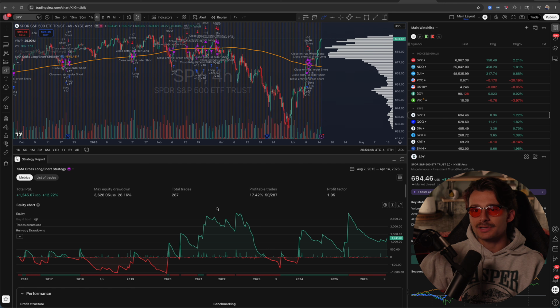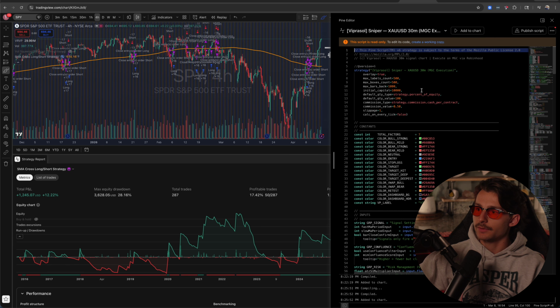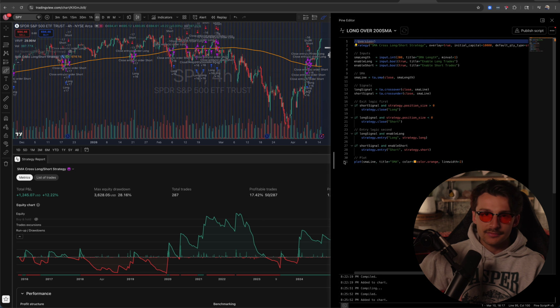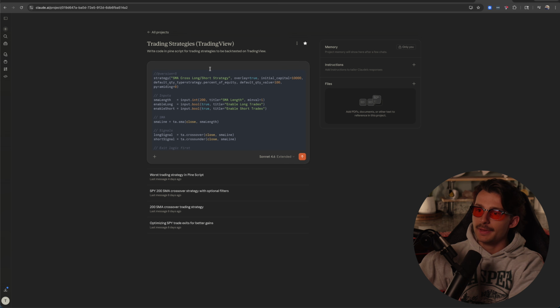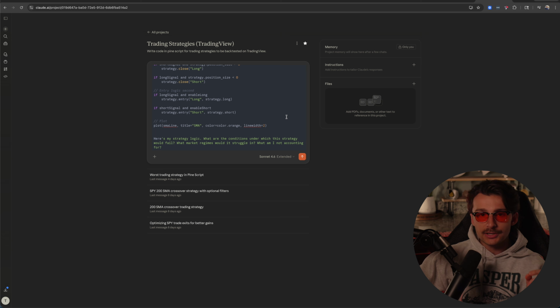So now what I'm going to do is I'm going to go to Claude, and I'm going to take this strategy. I'm going to go to the Pine editor on TradingView. I believe it is this one. It's very simple, just as an example. And I'm going to copy the strategy, and I'm going to go back to Claude. I'm going to paste it in, and I'm going to tell Claude, here's my strategy logic. What are the conditions under which this strategy would fail? What market regimes would it struggle in? And what am I not accounting for with the strategy?